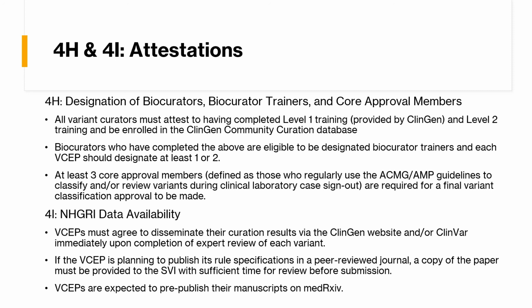As I just mentioned earlier in the variant curation and review section, you'll also need to identify a minimum of 3 core approval members who routinely use the ACMG AMP guidelines to classify and/or review variants during clinical laboratory case sign-out. Since you need at least 3 core approval members for variant curation classification approval, it's helpful if you can include an additional 1 or 2 members in the VCEP with this experience so they can alternate if needed.